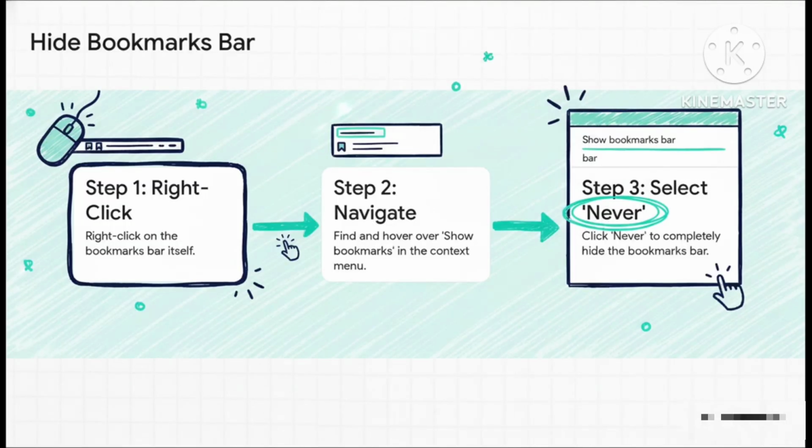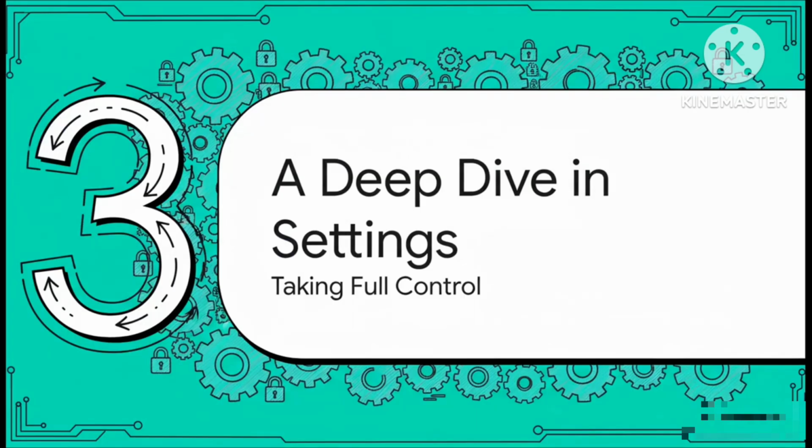So what about that bookmarks bar? If you like a cleaner look and you're more of a keyboard shortcut person, like Control-D or Command-D to save a bookmark, you can just hide it completely. All you do is right-click on it and set it to Never Show. Okay, so the surface level stuff is done. It's already looking way cleaner.